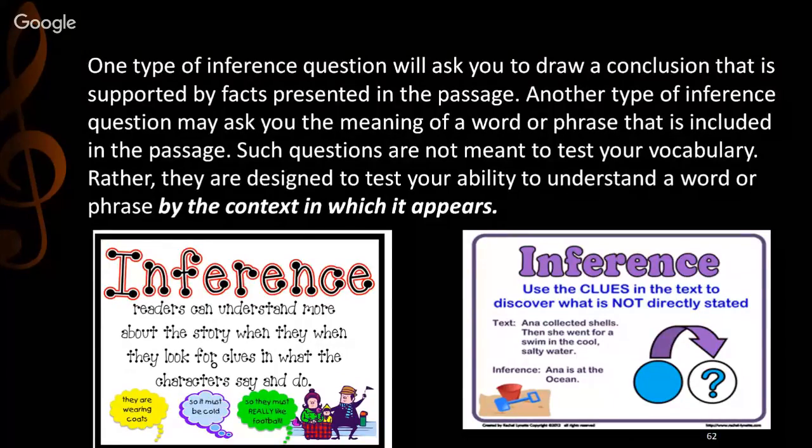Inference: readers can understand more about the story when they look for clues in what the characters say and do. They are wearing coats, so it must be cold. So they must really like football. So itara yenano inference gal madabodu. Use the clues in the text to describe what is not directly stated. Anna collected shells, then she went for a swim in the cool salty water. So idininda nimge en artha aitu, Anna is at the ocean, so avlu beach alli idale.